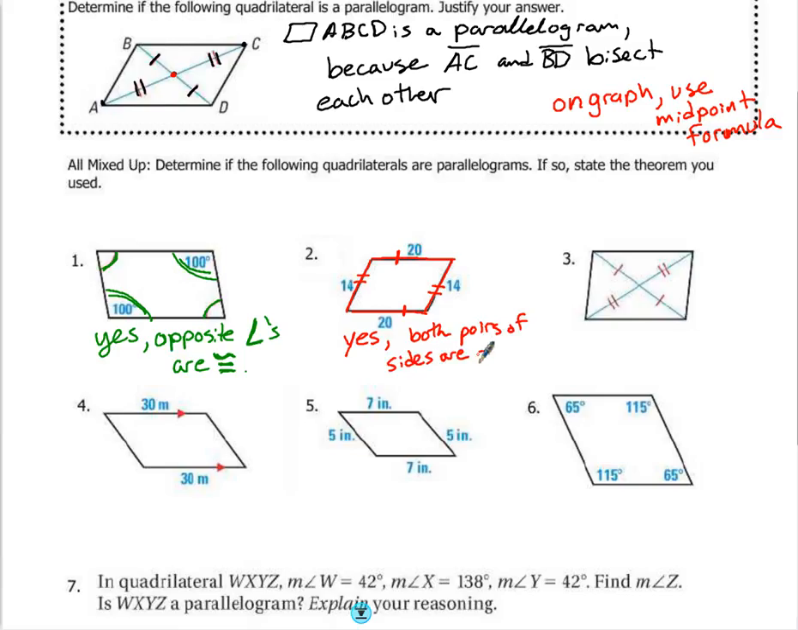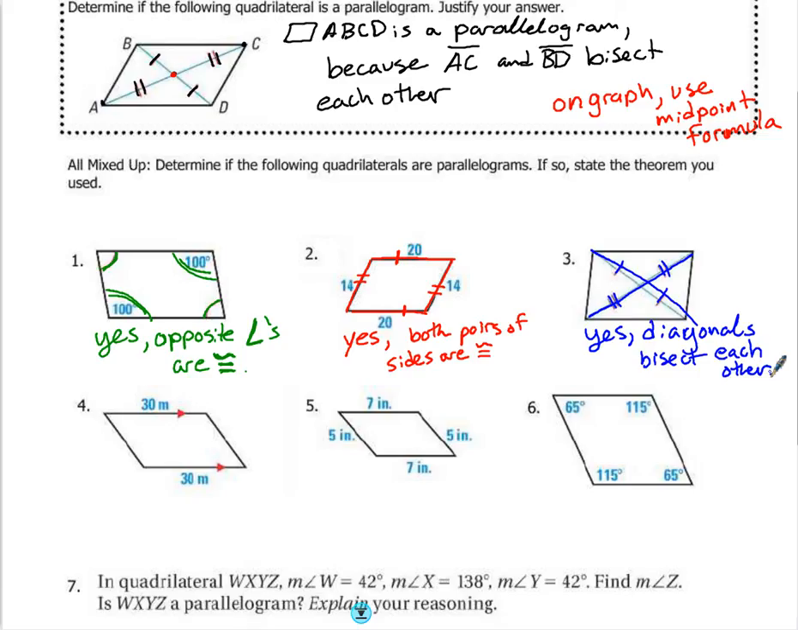Looking at number 3, these segments that cut through my quadrilateral represent diagonals, and since the diagonals look like they're broken up into 2 smaller congruent segments, this would again be a parallelogram because the diagonals bisect each other. So again, all I'm doing is pulling this information from the top of this page and the previous page of our notes and seeing which postulate or theorem matches up with the problem in front of me.